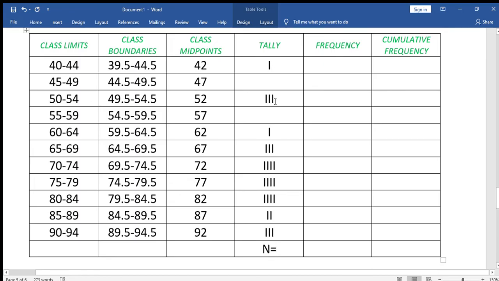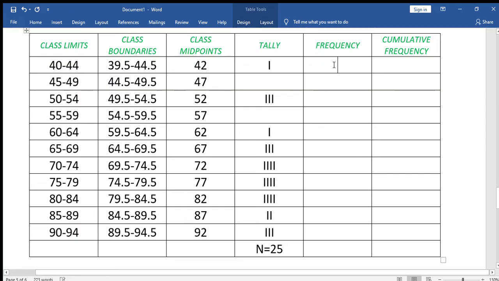So 1 plus 3, we have 4. Plus 1, that's 5. Plus 3, 8. Plus 4, it's 12. Plus 4, that's 16. Plus 4, that's 20. Plus 2, that's 22. And plus 3, that would be equal to 25.